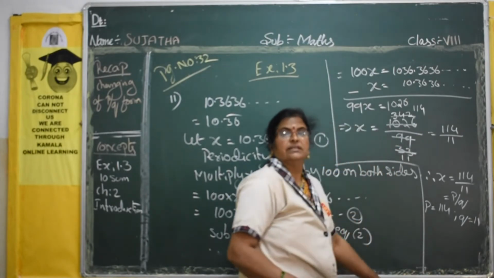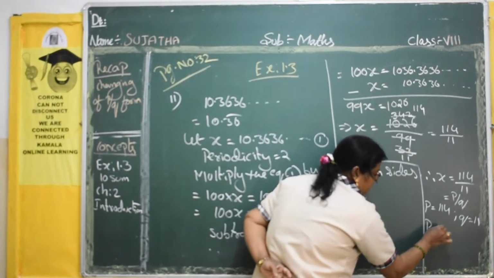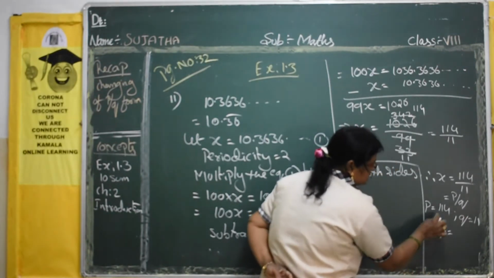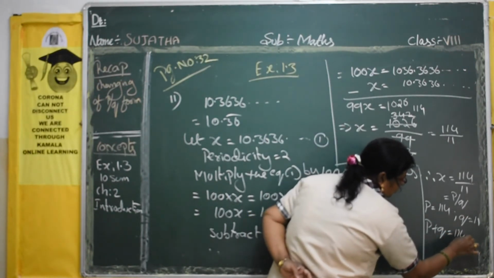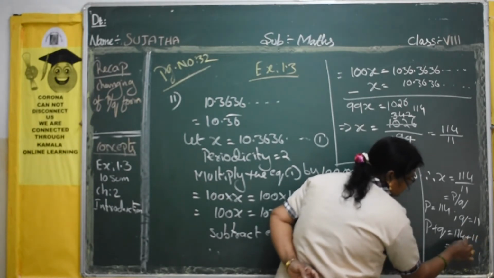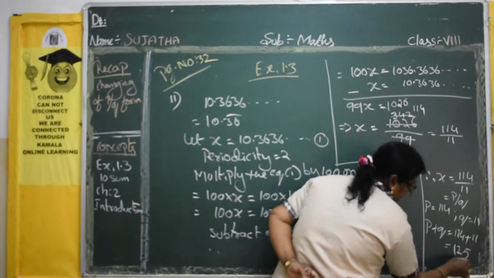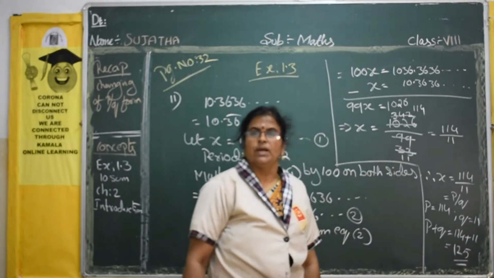Then what is asked in the question? We have to find p plus q. p plus q is equal to, what is the p value? 114 plus q, which is 11. Now how much? 4 plus 1 is 5, 1 plus 1 is 2, and 1. So what is the p plus q value?